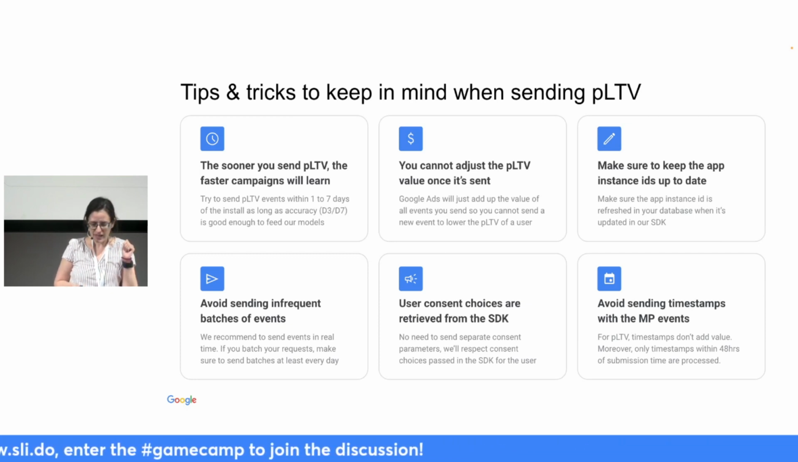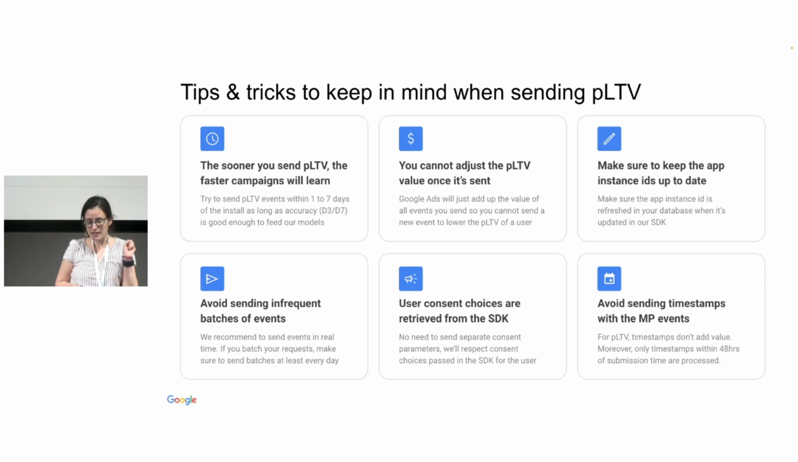And a small tip, avoid sending timestamps with pLTV. Timestamps you might want to send if you want events to appear in reports under a certain date, because the user really performed that event at that time. But when you're sending pLTV, it's not about when the user performs the action, but about when you calculated the value and when you sent it to us. So it's kind of an arbitrary time, and it doesn't really make much sense.